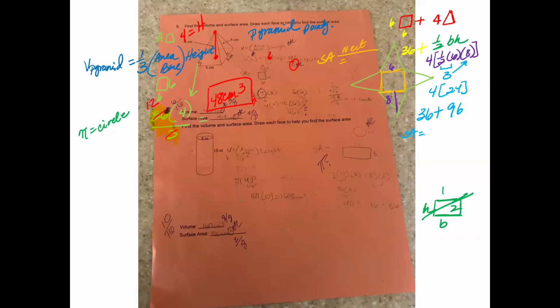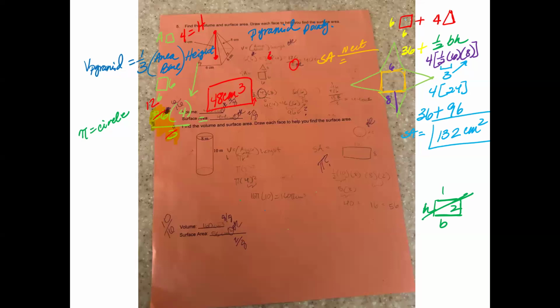I don't know. 36 plus 30, it's 96. What's 96 plus 36? Go ask your dad, please. Like 138. 132 centimeters squared. That's it?